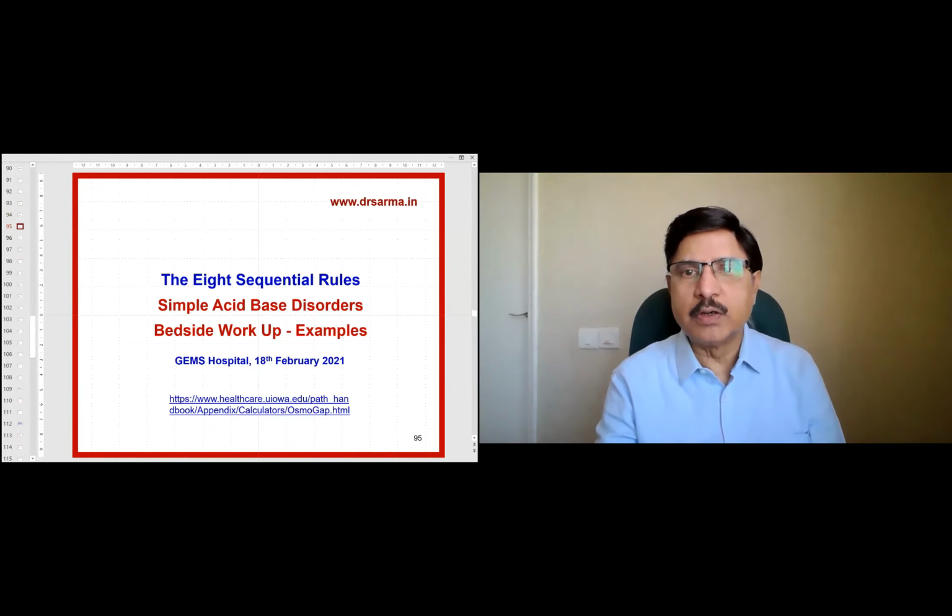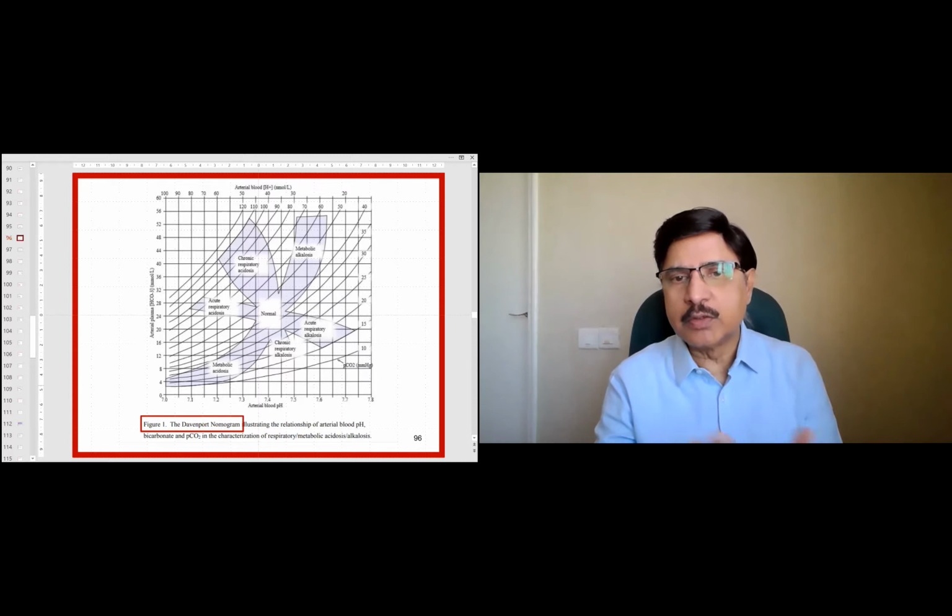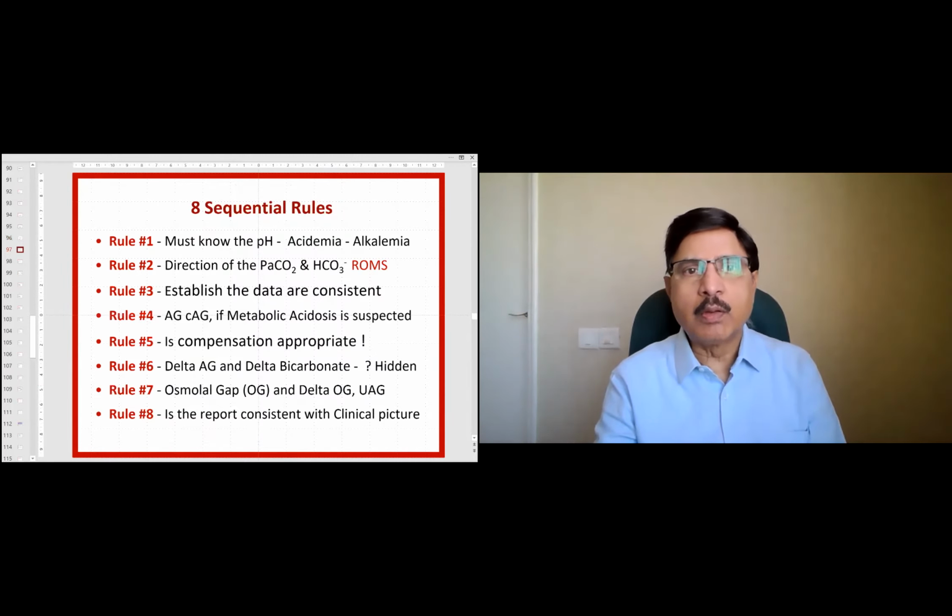So 8 sequential rules, all of you are aware about these rules. This Davenport I will come at the end. It's a very, very useful nomogram. The Davenport nomogram is there in your Harrison also, but you will not be able to digest it now. Once everything is over, I will explain how to use that nomogram.